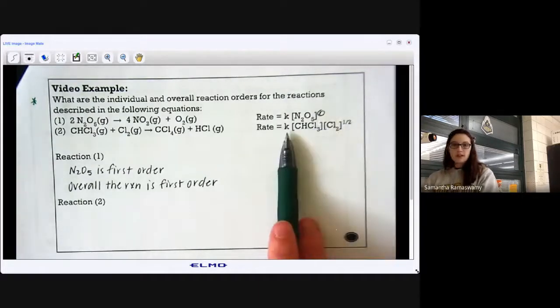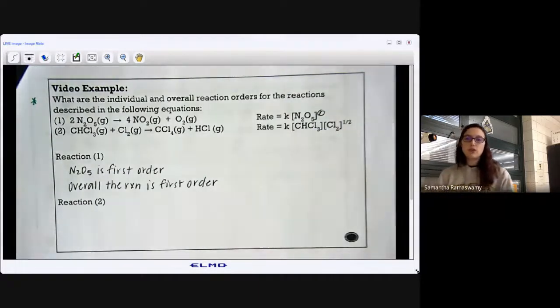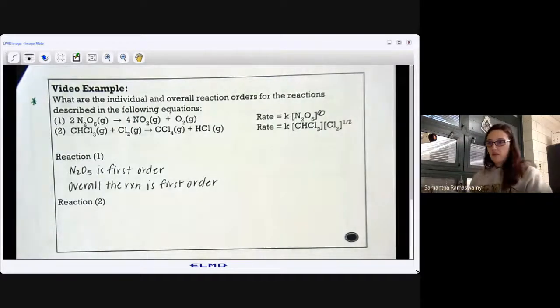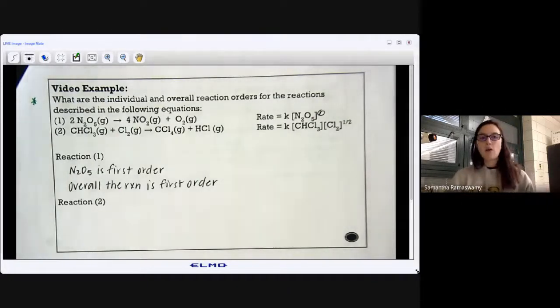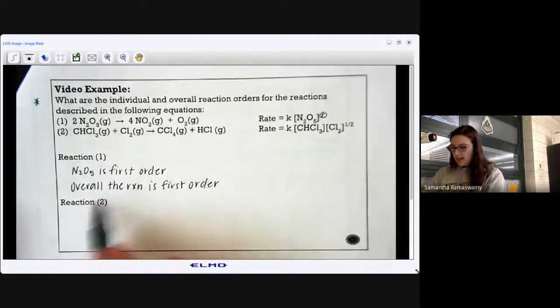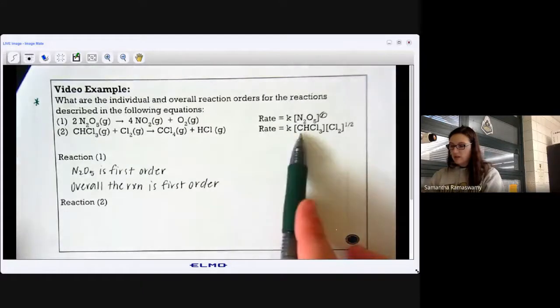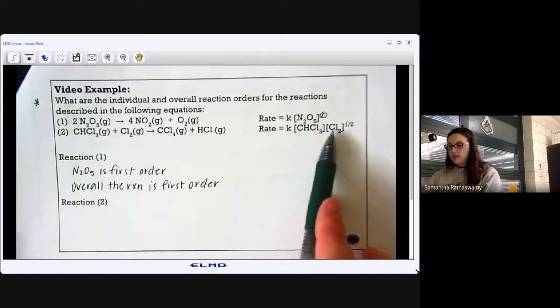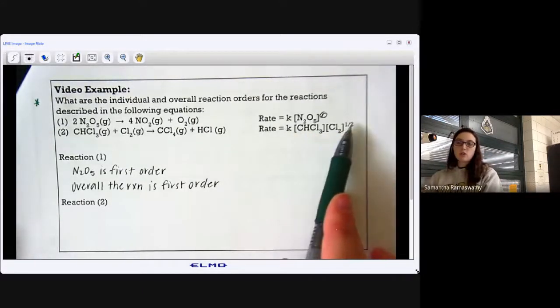Reaction 2, again, they give us the rate law. We have to use the rate law that is given, not the balanced equation, not anything else, but the rate law. And the rate law has to be determined experimentally. We're going to look at how we determine that experimentally in some of the examples. So in reaction 2, rate equals K times the concentration of CHCl3 times the concentration of Cl2 to the 1/2 power.